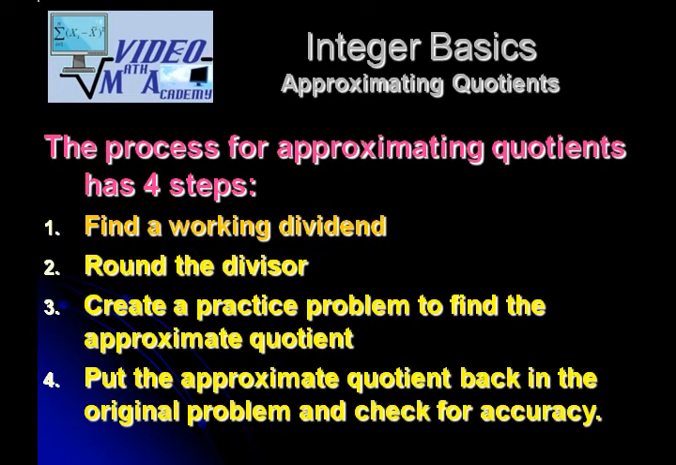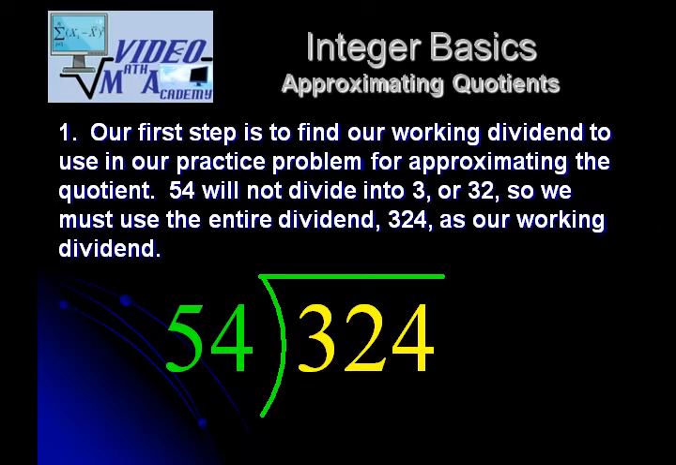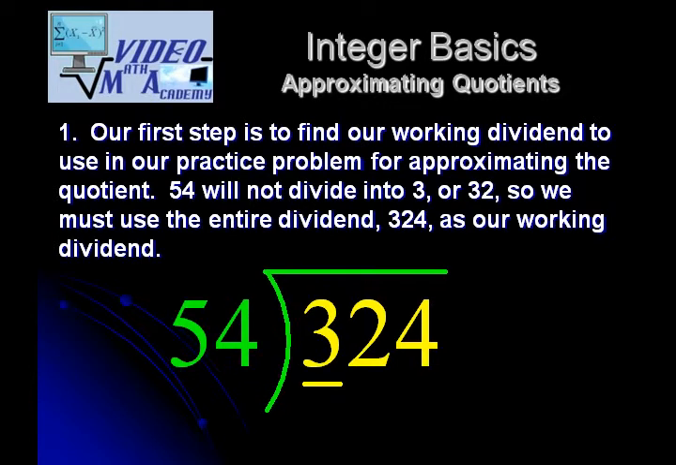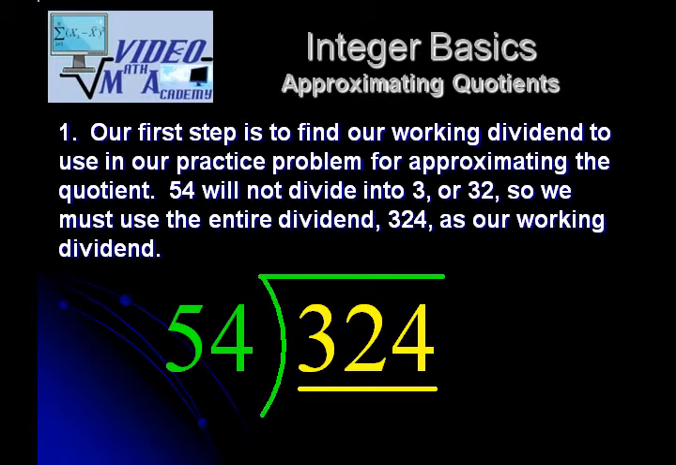The process for approximating quotients has 4 steps. Find a working dividend. Round the divisor. Create a practice problem to find the approximate quotient. Put the approximate quotient back in the original problem and check for accuracy. 1. Our first step is to find our working dividend to use in our practice problem for approximating the quotient. 54 will not divide into 3, or 32, so we must use the entire dividend, 324, as our working dividend.